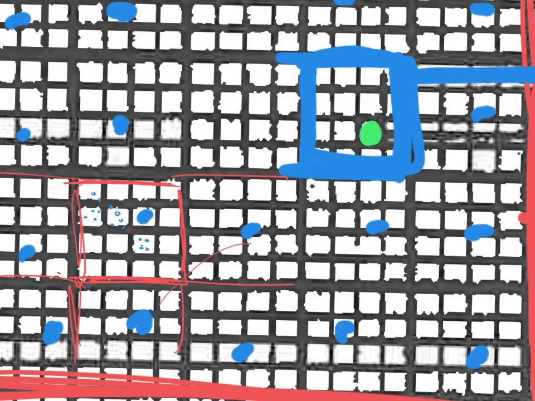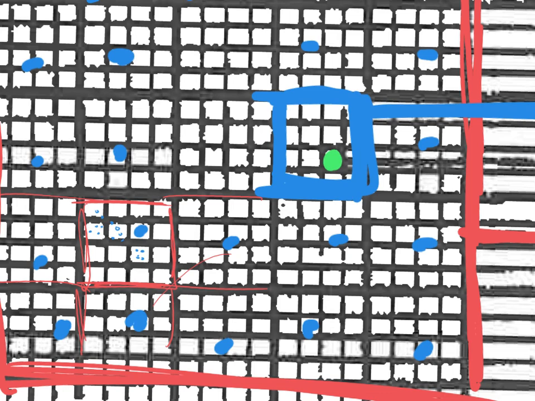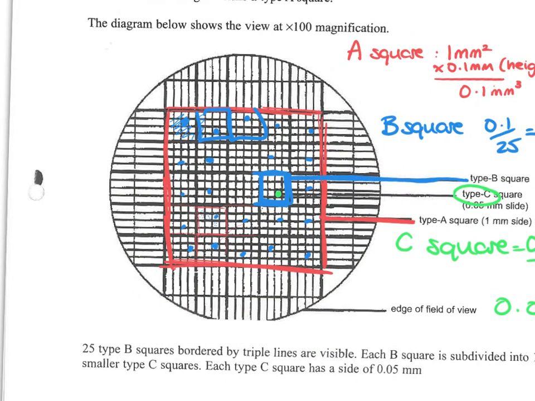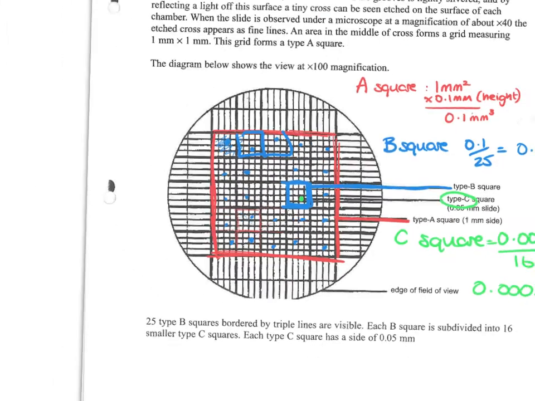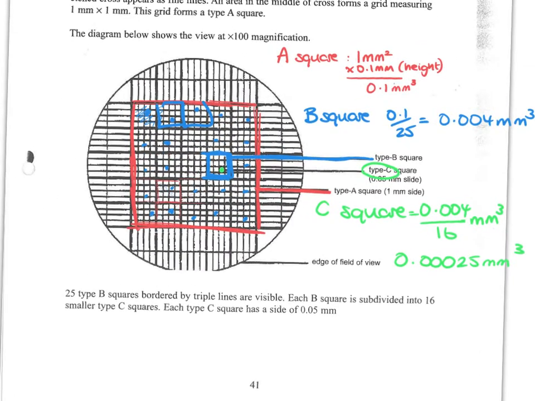We're looking at one of those little squares. So what are those little squares called? C-squares, yeah. To here, to the very beginning, you've got the volume written down there. So you know the volume of a C-square.